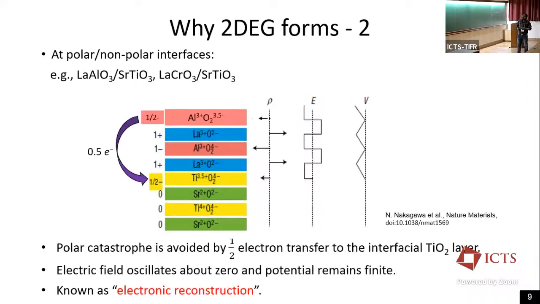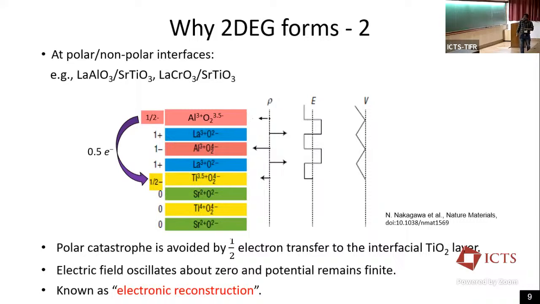So the system becomes stable by transferring half an electron from the surface of the LVO to the interface. So this half electron means half an electron per two-dimensional unit area at the interface. When this half electron is transferred to the interface, your new charge density profile will be -1, +1, -1, +1, -1, and so on. So your electric field will not be non-negative, rather it will oscillate about 0 along the z direction. Now your potential will remain finite as you increase the film thickness on the substrate.